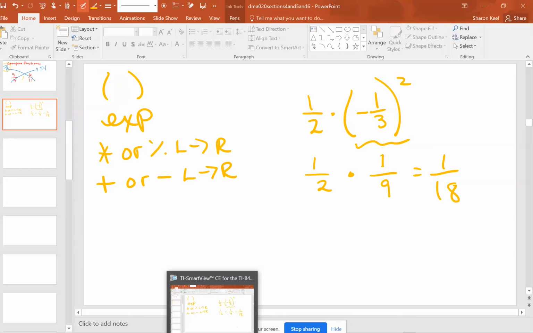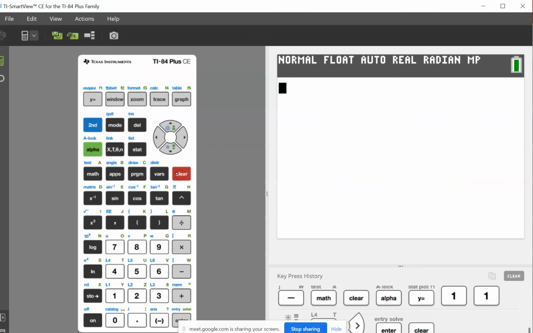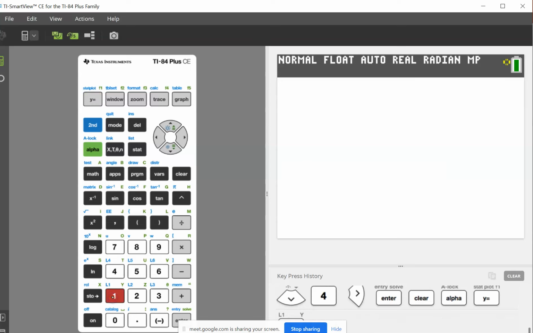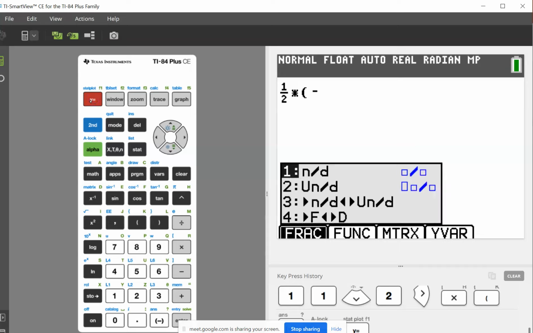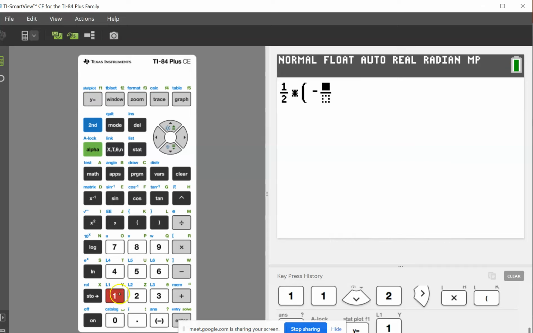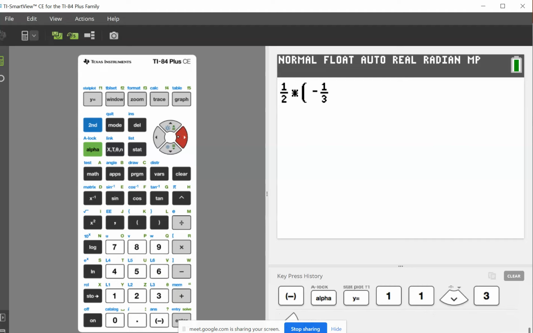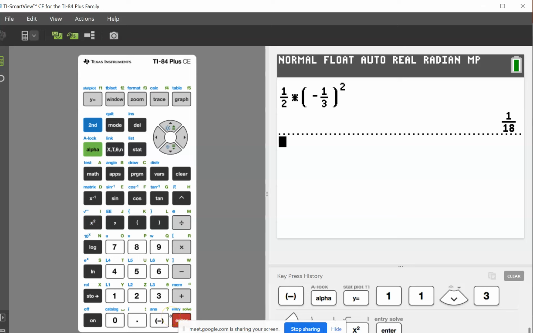If you want to key one in, such as this, we would have alpha y equals number 1. We would have our 1/2 times, now notice, the negative sign is meant to be squared, so we do our parenthesis first, then our negative, before we type the fraction 1/3. Remember, come out from under the radical, close your parenthesis, and then you're going to square. And that gives you the same answer, the 1/18.